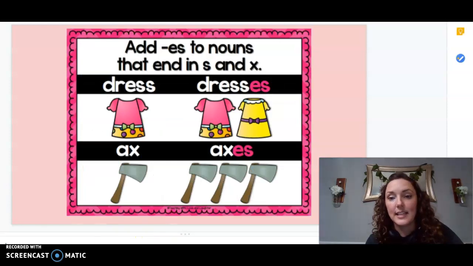And here are the S and the X words I was talking about. Dress is just one dress. To change it to dresses, we must add the E and the S at the end. Axe ends with an X. That's just one. But to change it to more than one, we must add an E and an S to the end.